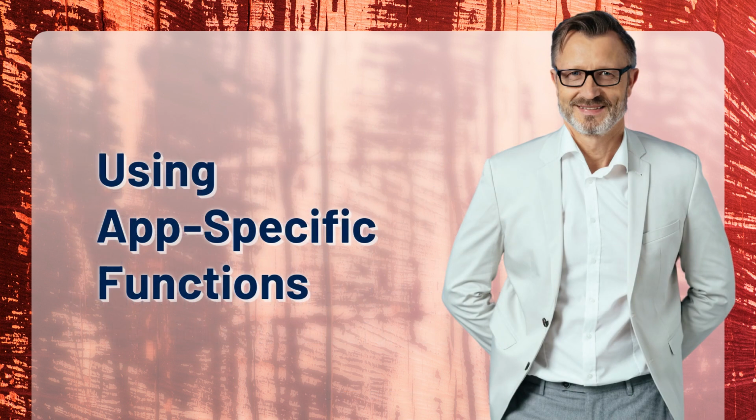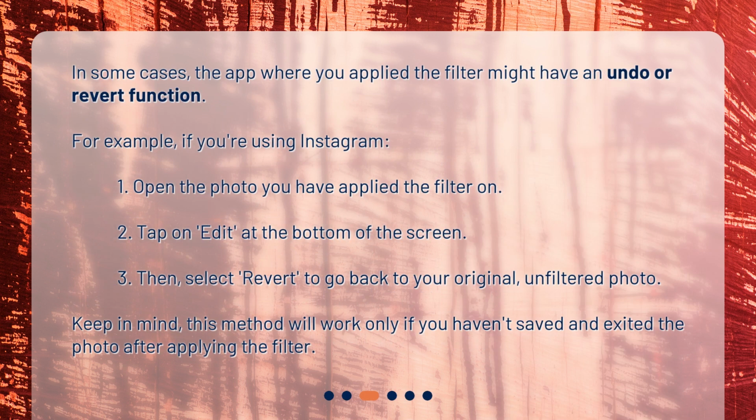Using app-specific functions. In some cases, the app where you applied the filter might have an undo or revert function. For example, if you're using Instagram, 1. Open the photo you have applied the filter on. 2. Tap on Edit at the bottom of the screen. 3. Then, select Revert to go back to your original, unfiltered photo. Keep in mind, this method will work only if you haven't saved and exited the photo after applying the filter.